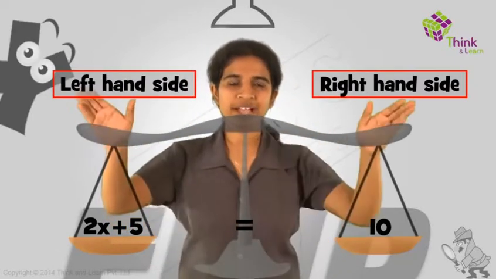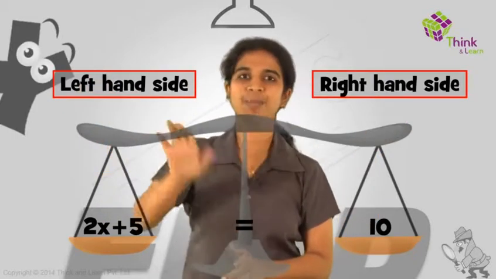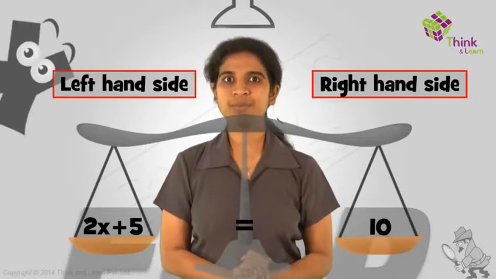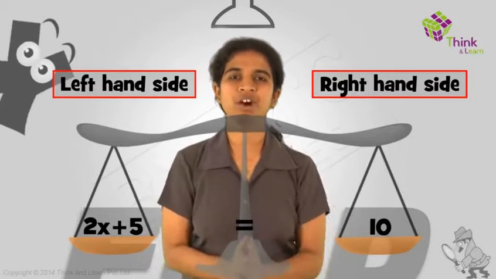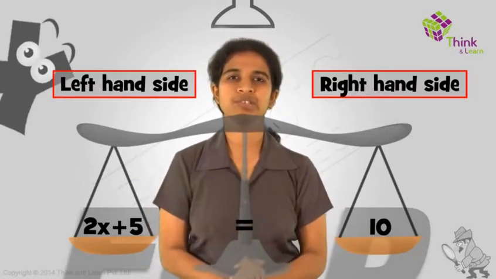So 2x plus 5 equal to 10. We want to get rid of the 5. How can I get rid of the 5? I have a plus 5. How do I get rid of the plus 5? If it becomes 0, it means it's gone, right? How will the plus 5 become 0?